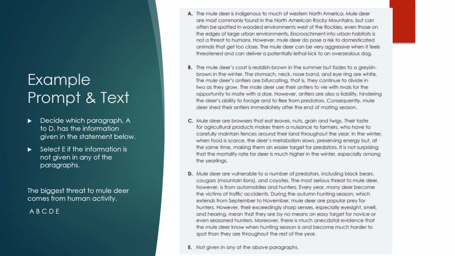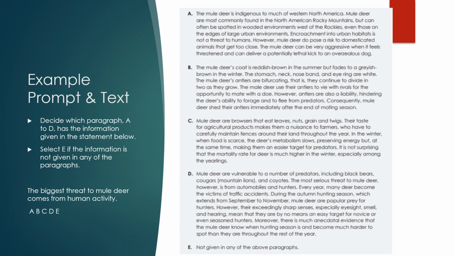You can also use the technique of eliminating the wrong answers. Here on the left side, if you can see the example, decide which paragraph, A to D, has the information given in the statement below. Select E if the information is not given in any of the paragraphs. The question is: the biggest threat to mule deer comes from human activity. Okay, we will go through the eliminating-the-wrong-answer technique.